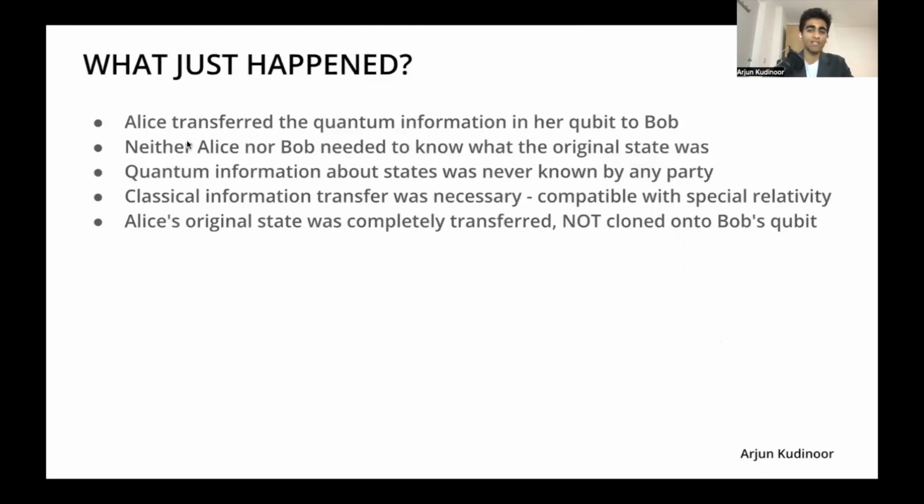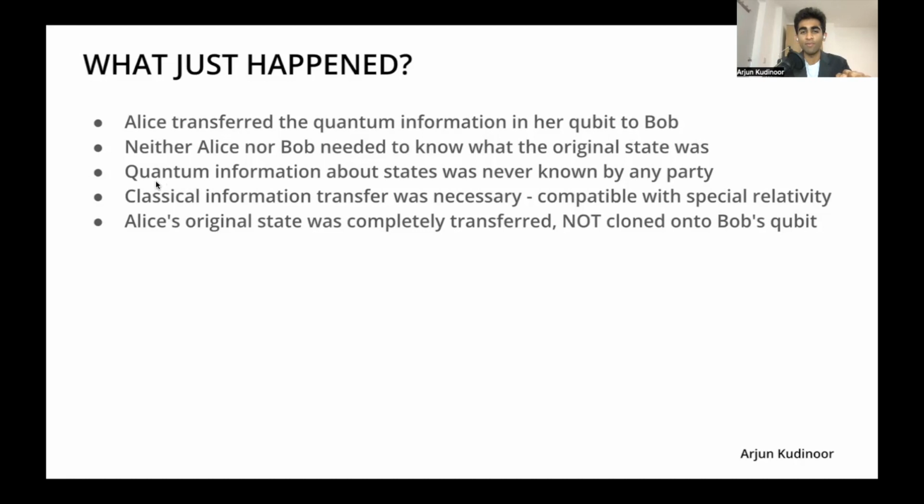Alice transferred the quantum information in her qubit to Bob. Neither of them needed to know what the original state was, and the information about these states was never known by any party. That's important. Knowledge of the information doesn't matter here. It can be kept secret from any person involved.